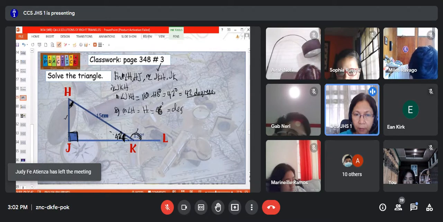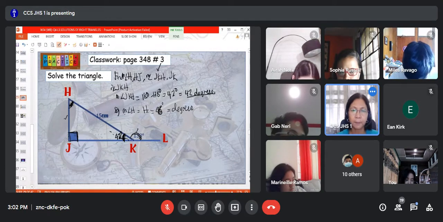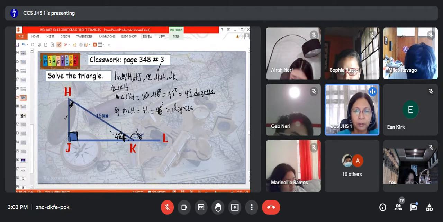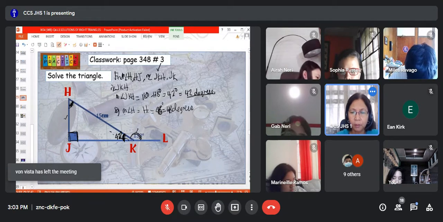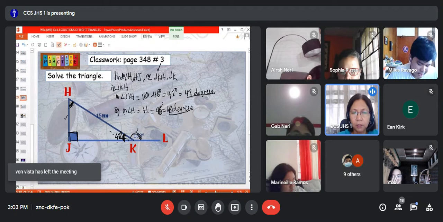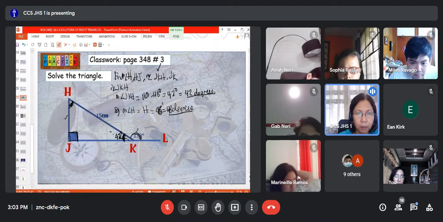Just subtract from 90 to find the other angle. Anyway, the third angle is already 90 degrees, or 48. Please do not forget to include the unit when you answer. Do not just write the number. Okay, we're done with angle H.